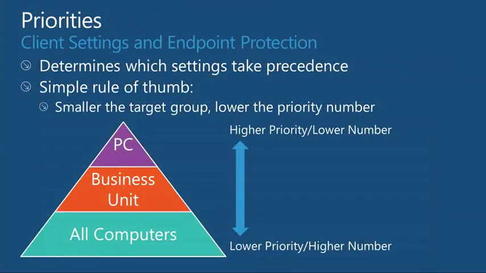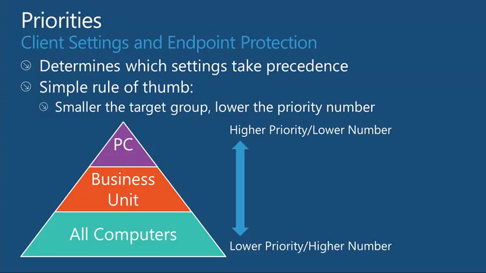Priorities. Now there's two places you'll see priorities. One place is in the client settings and one place is in endpoint protection. And really it just means, if you've got a number of client settings and a machine happens to fall under two of those different client settings, which one is going to get precedence over the other? So the general rule of thumb is the smaller the target group, the lower the priority number, which is actually, the number's smaller but the priority is higher. Bit of a pain, that.